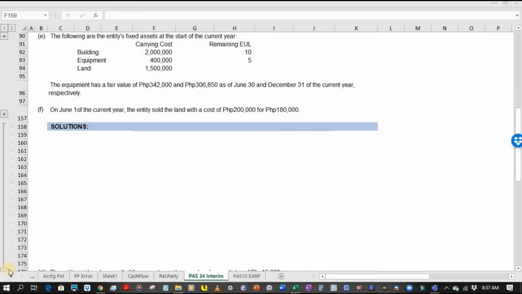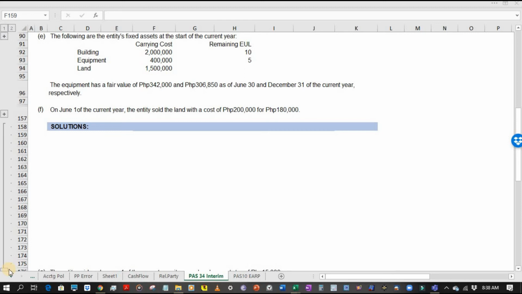So on June 1 of the current year, the entity sold the land with a cost of 200,000 for 180,000 pesos. So based on letter E, we have a land with a total cost of 1.5 million pesos, and only 200,000 of that is sold on June 1. So June 1, of course, is in the second quarter.